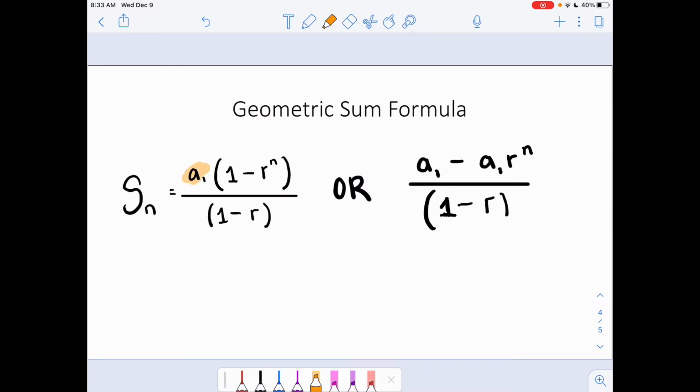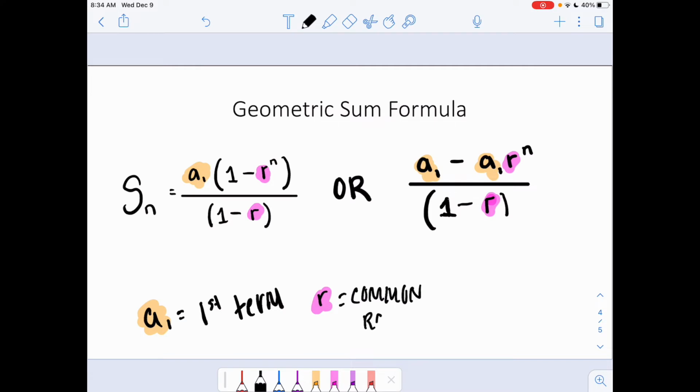First, they are composed of a sub 1, which is, as we've seen before, our first term. They're also composed of r. You'll see it shows up twice in each formula. R, just like before, is our common ratio, or our pattern. We'll also now see n. N is our number of terms.